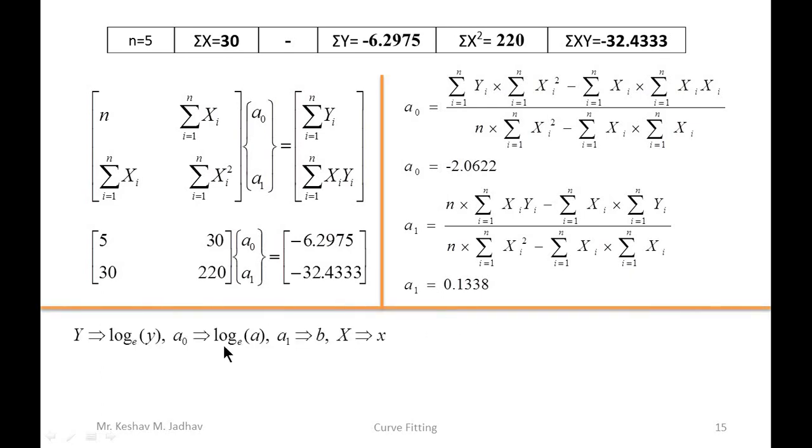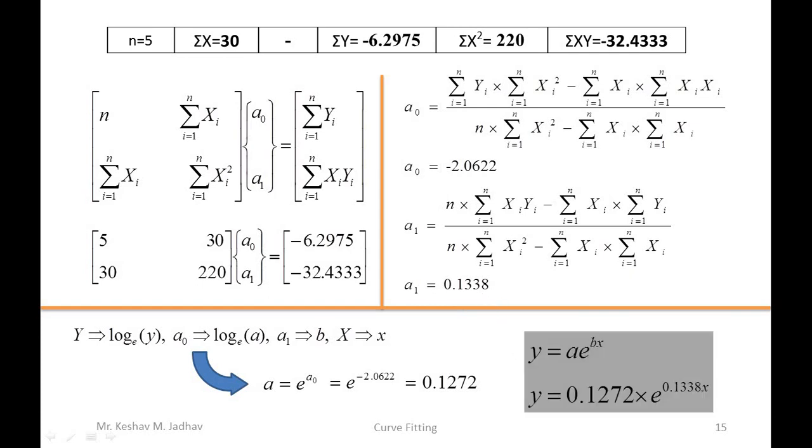Now we have relations between A0 and A1 and A1 and B. So from this relation we can write A is equal to e raised to A0. So if you put A0 is equal to 2.0622, then we will get A is equal to 0.1272, and value of A1 is nothing but value of B. So B is equal to 0.1338. So if you put these values of A and B in this exponential equation, then we will get y is equal to 0.1272 into e raised to 0.1338 into x. So this is the exponential model for given data points.